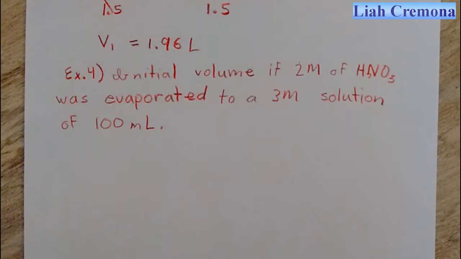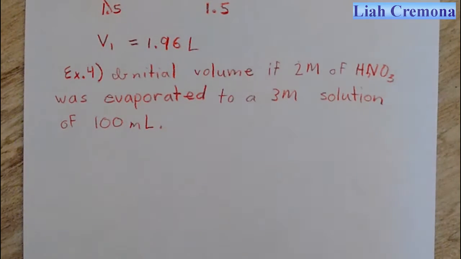Example 4. What is the initial volume if 2M of HNO3 was evaporated to a 3M solution of 100 milliliters? So again here, we are looking for initial volume.